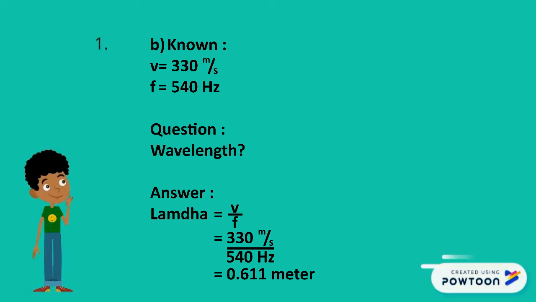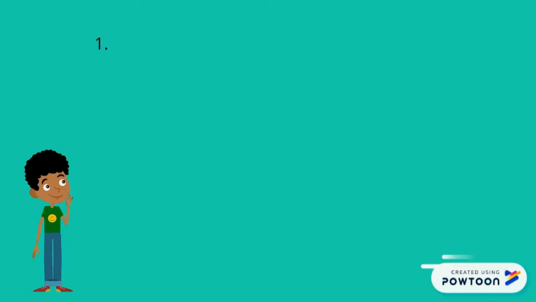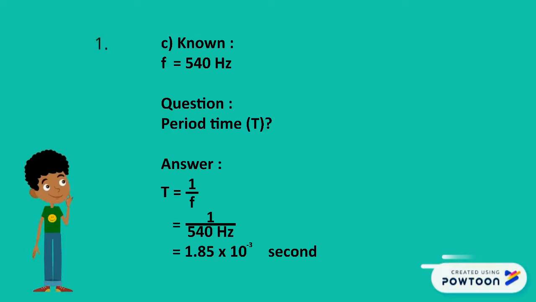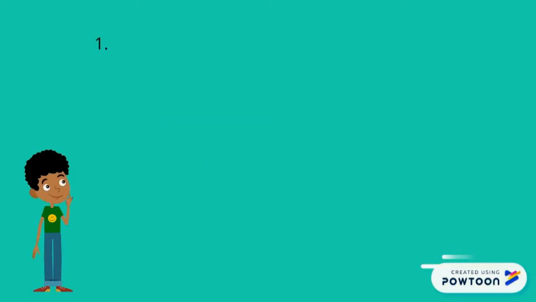The last, for answering the C question, the period of the wave, the formula is 1 over frequency. So we can answer it directly, 1 over 540 Hz, and it equals 1.85 times 10 to the power of minus 3 seconds.